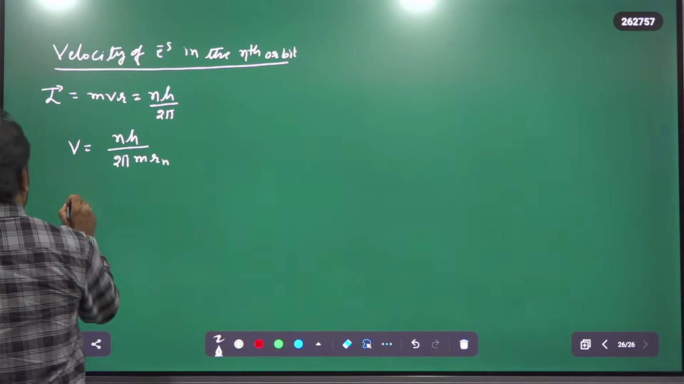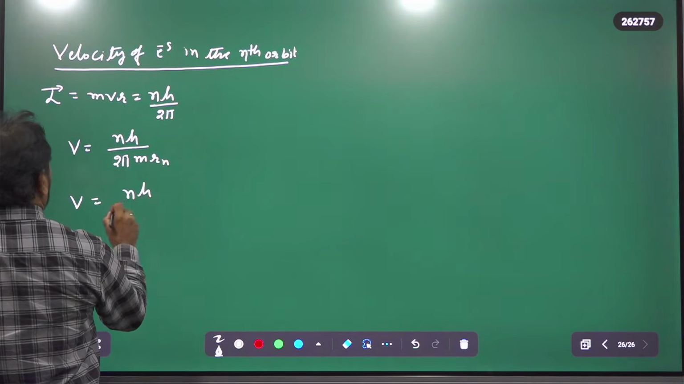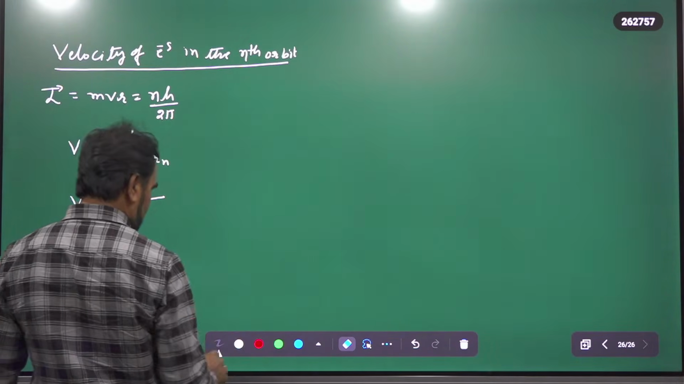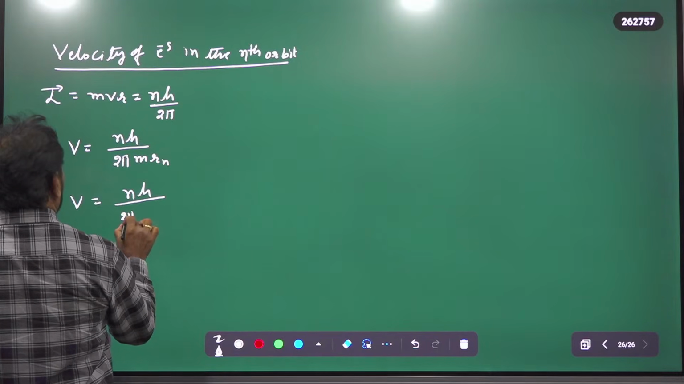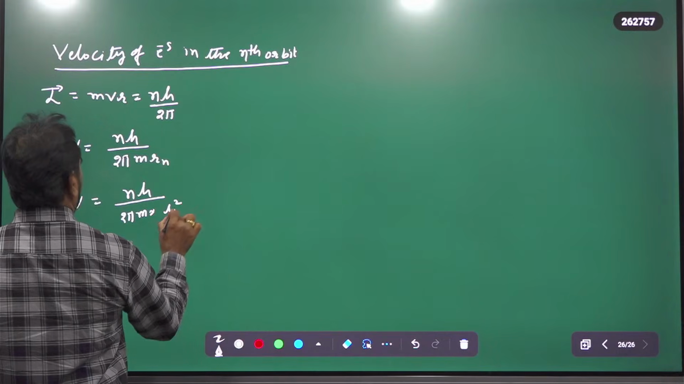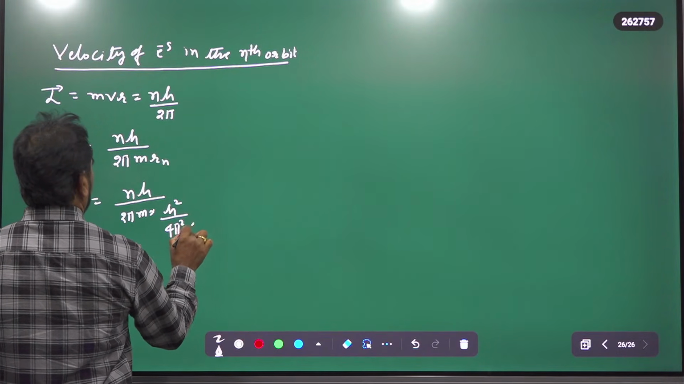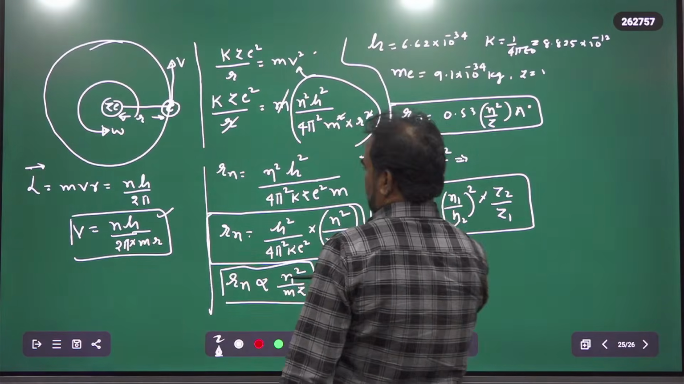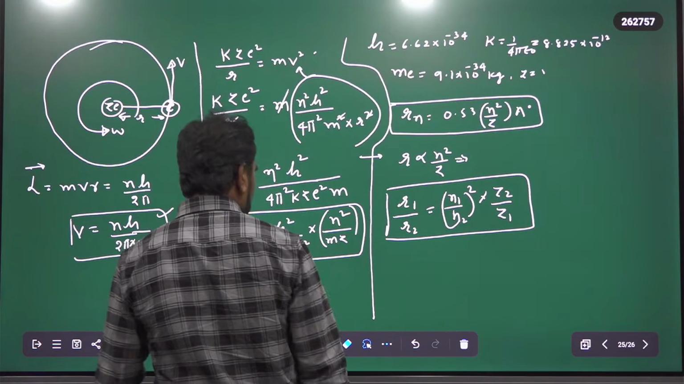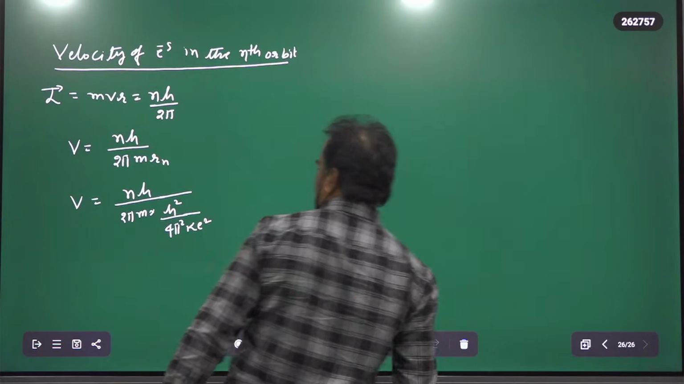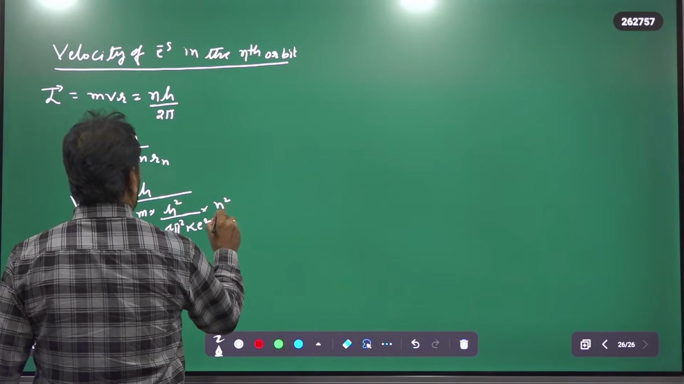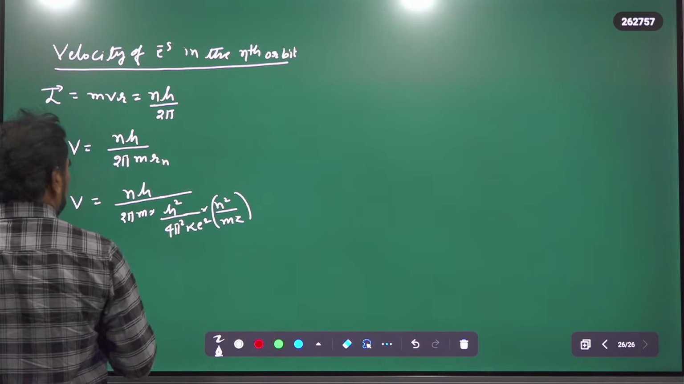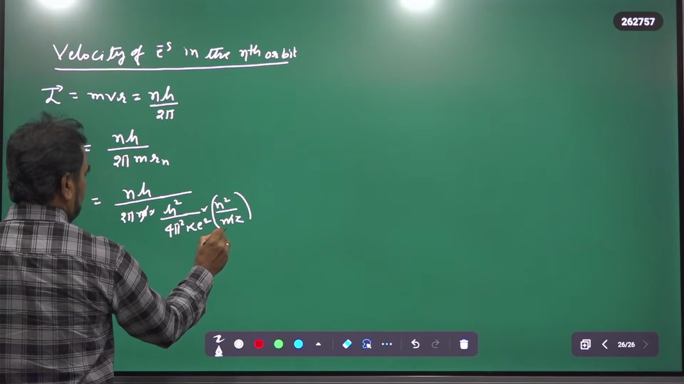So V is equal to nh upon 2 pi m, into Rn, which is h square upon 4 pi square k e square into n square upon m z. This expands like this, where m gets cancelled out.